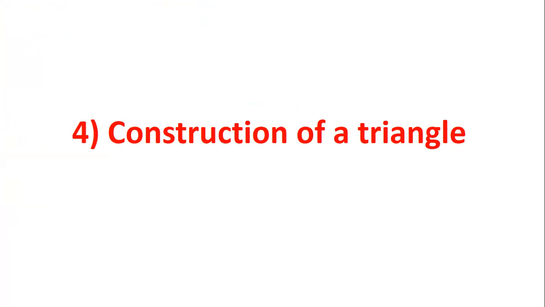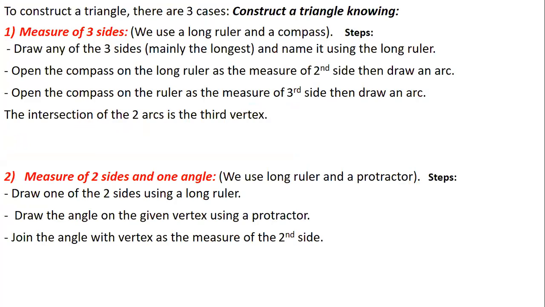Construction of a triangle. How can I draw any triangle? Always to draw any triangle, we will be having a given according to the question. So to construct a triangle, there are 3 cases. First, if I am given the measure of the 3 sides, here I need a long ruler and a compass. The compass is the instrument you have in your geometrical set, which you use to draw a circle. It is called the compass.